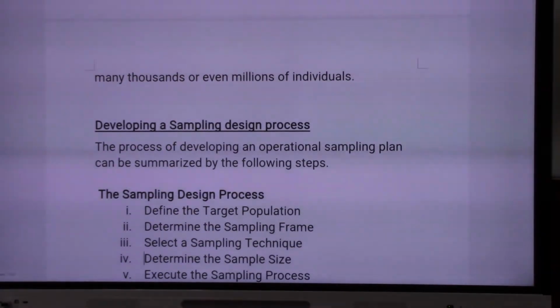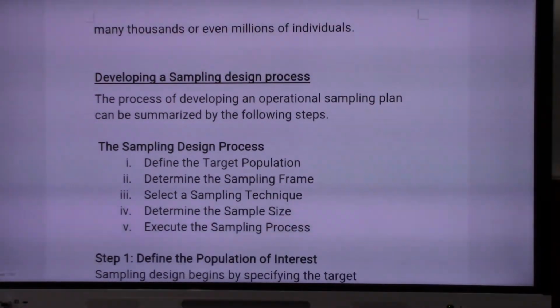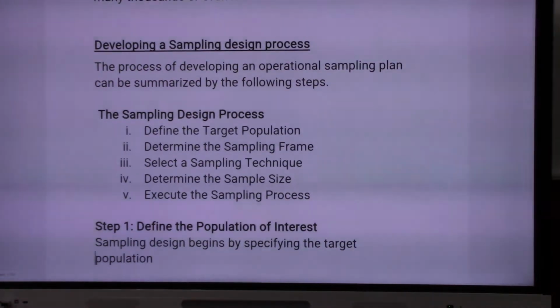Developing a sampling design process. The process of developing an operational sampling plan can be summarized by the following steps. The first step is defining the target population. The second step is determining the sampling frame. The third step is selecting a sampling technique. The fourth step is determining the sample size, and finally executing the sampling process. Let's discuss these steps in more detail.